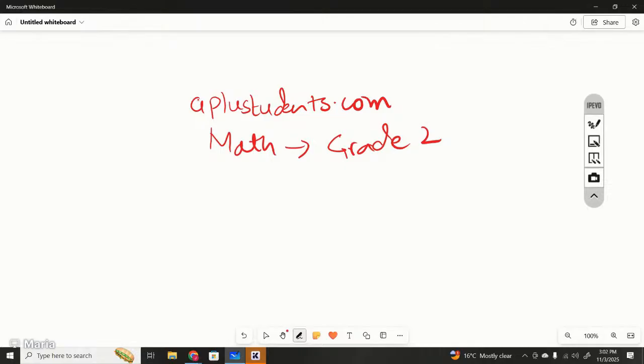We're going to start with the chapter subtraction, grade 2. So please make sure you have your notebook and pencil so that you can note down the important examples and definitions as well.